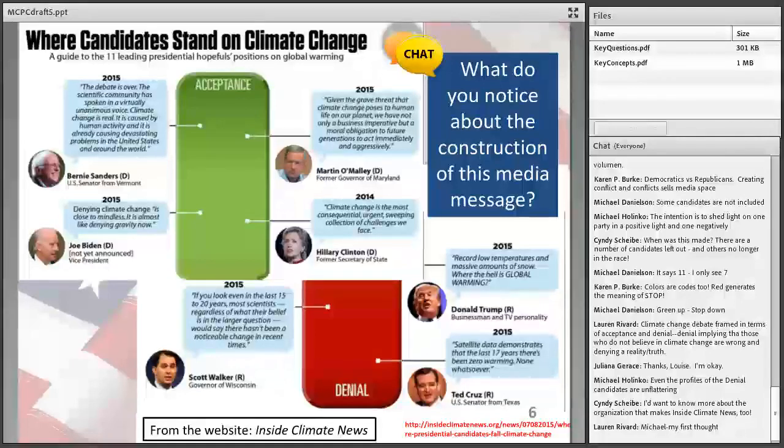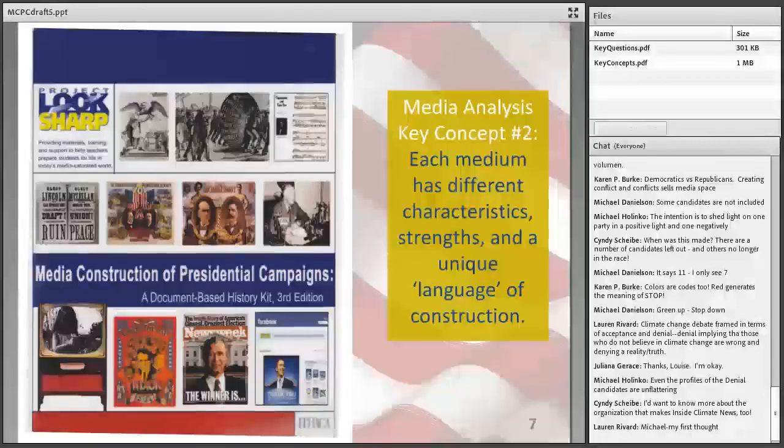So I think it's important to be able to use these materials in a creative way and then have a conversation that's actually constructed by the people who were present, following what their particular interests and focuses might be. The second key concept that we'll focus on: each medium has different characteristic strengths and a unique language of construction. As you can see, this is the cover of our Media Construction of Presidential Campaigns kit. And on this cover, you'll see a number of different kinds of media forms, each of them having different characteristic strengths and their own languages of construction.